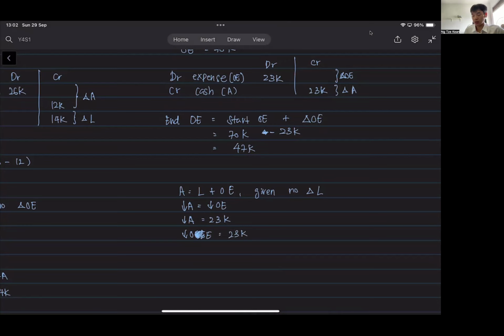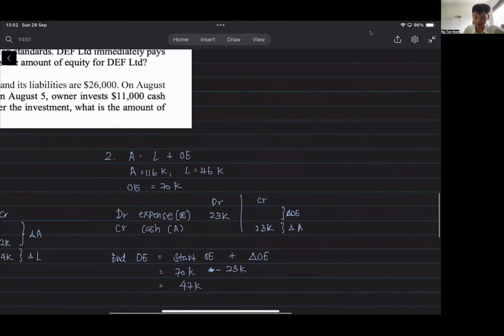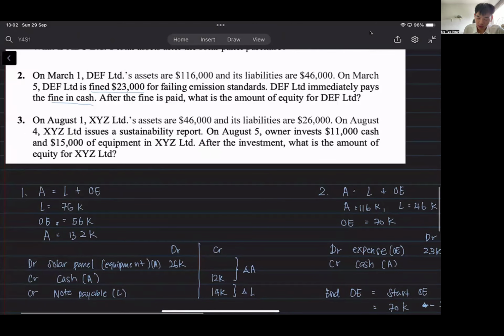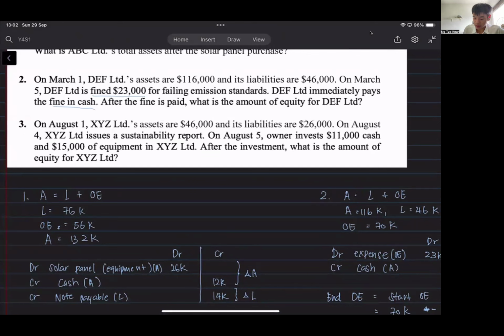So I mean, this is even clearer because it's very easy to see the asset has decreased. So to solve again, we will substitute the starting owner's equity and the change in owner's equity, which is a decrease of 23,000. So you should get the same value of $47,000.